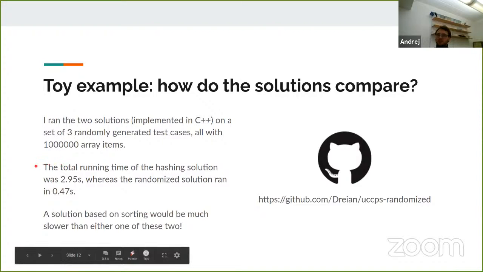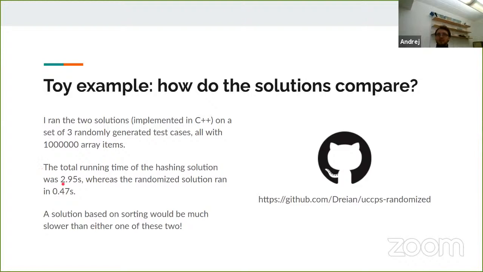The hashing solution ran in almost 3 seconds, whereas the randomized solution ran in half a second when you add up all of these 3 test cases. So it is a pretty significant factor. And of course, if you use the solution based on sorting, you wouldn't pass at all.